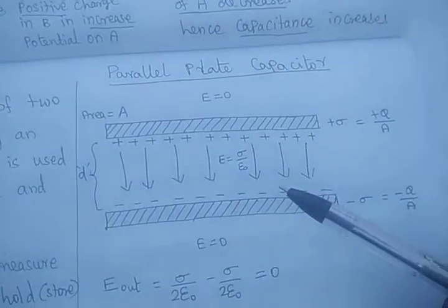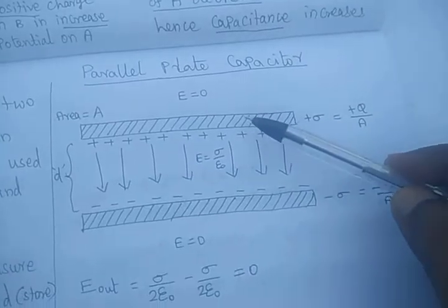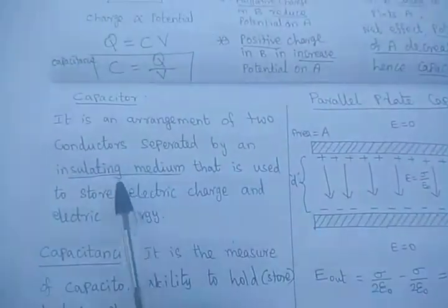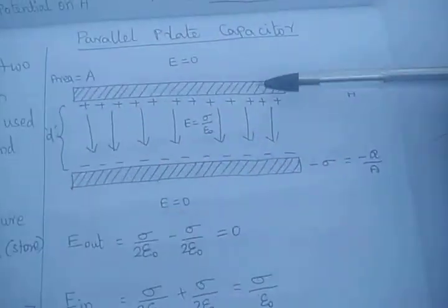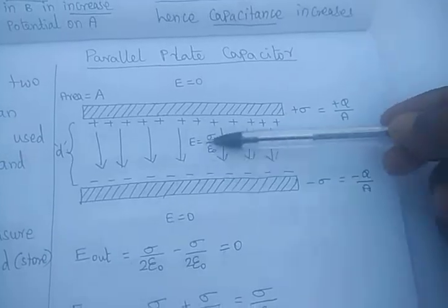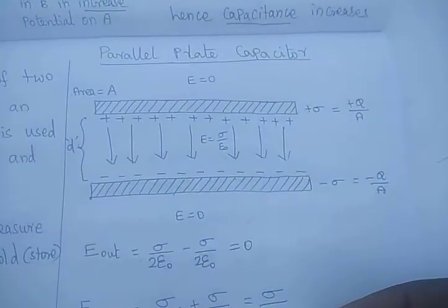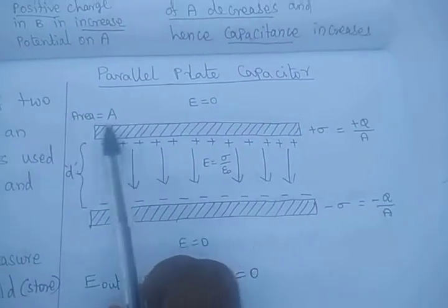Dear students, in this session we are going to see about the parallel plate capacitor. In the previous session we said that a capacitor means two conductors separated by a small insulating medium. So it is two parallel plates separated by a small distance, with an air medium inside. The first plate and second plate have an equal area of cross section.